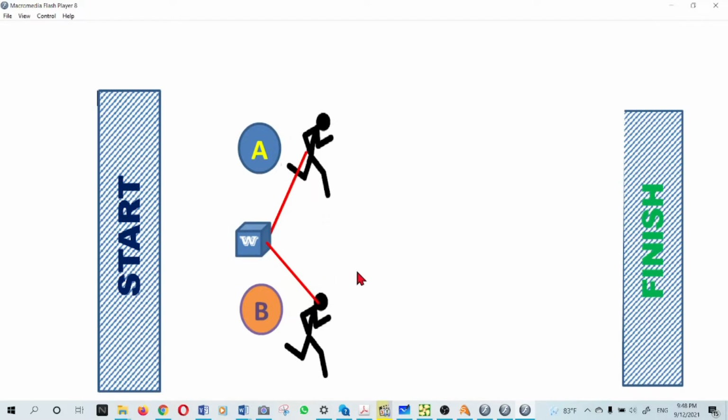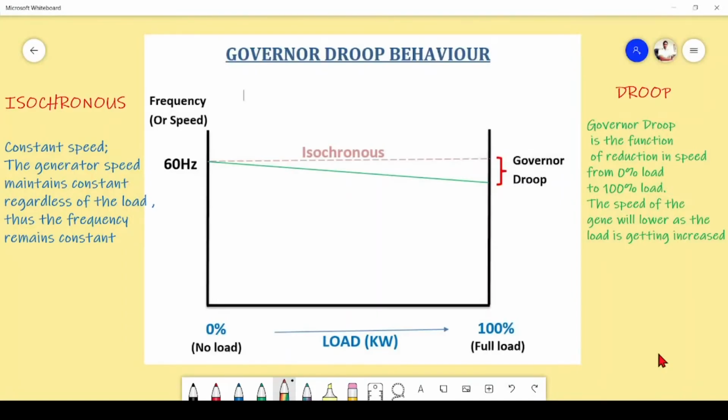So the droop is a function of speed reduction with respect to 0% load to 100% load increment. Now we will discuss this in a graphical representation. We are going to discuss governor droop behavior with this graphical representation.